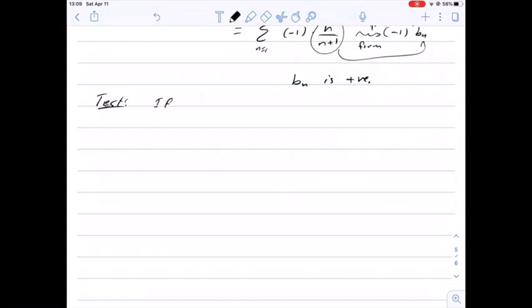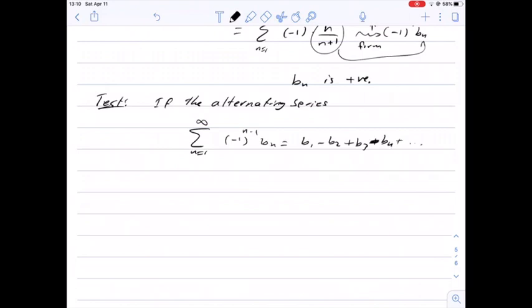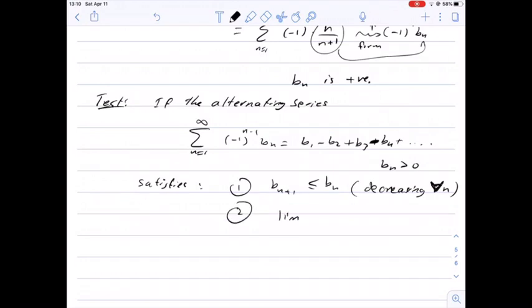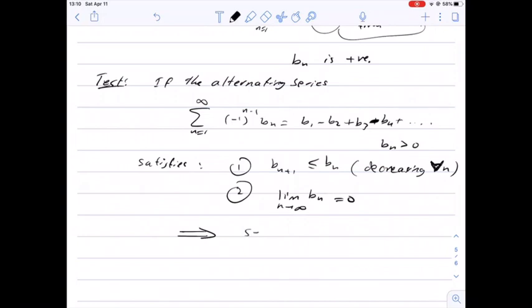Now the test here says if the alternating series, the sum from n equals 1 to infinity of -1 to the n minus 1 bn, which is b1 minus b2 plus b3 minus b4, etc., where bn is greater than 0, satisfies two conditions, first, bn plus 1 is less than or equal to bn, that means the terms are decreasing, for all n, and the second condition is that the limit of bn as n goes to infinity is equal to 0, then the series is convergent.